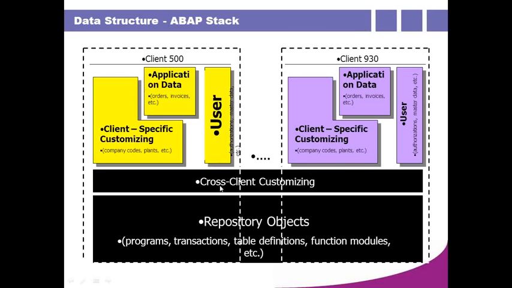So these three are client specific, and these two are client independent. These three are client dependent, and client independent is also called a cross client object. If you want, you can take a screenshot of this. Please take this. All right, I'm moving to the next slide.